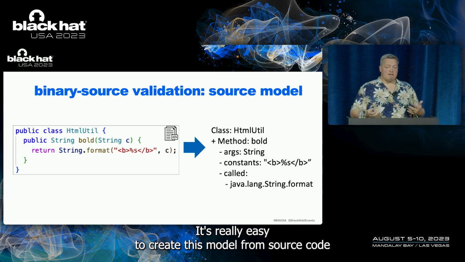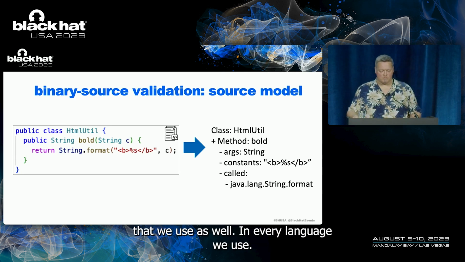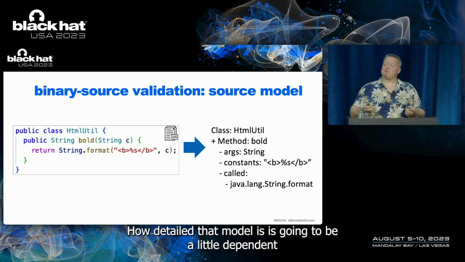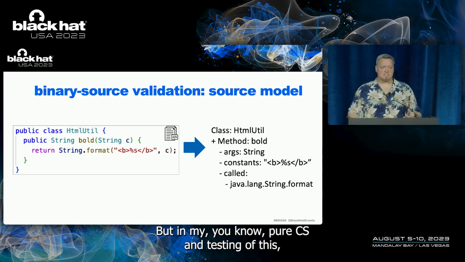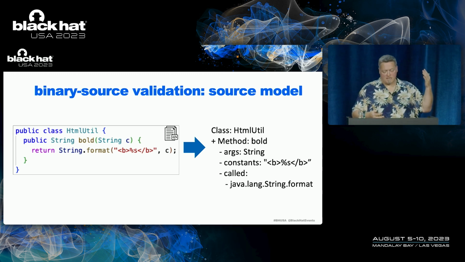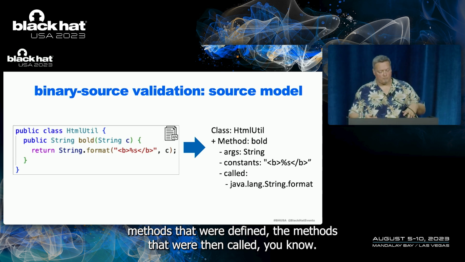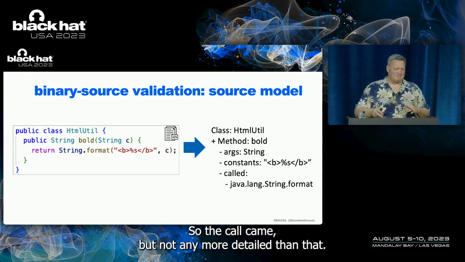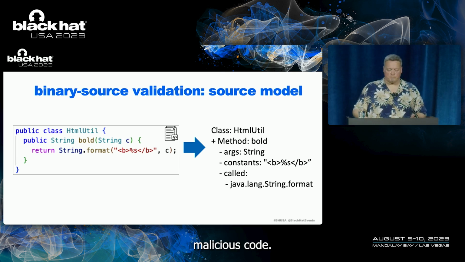It's really easy to create this model from source code because we have lexers and parsers in just about every language we use. How detailed that model is going to be is a little dependent on the level of assurance needed, but in my POCs and testing of this, it was sufficient to just extract a high-level model of the classes, the constants, the methods that were defined, the methods that were then called, so the call chain, but not any more detailed than that. And it was sufficient to identify the introduction of malicious code.